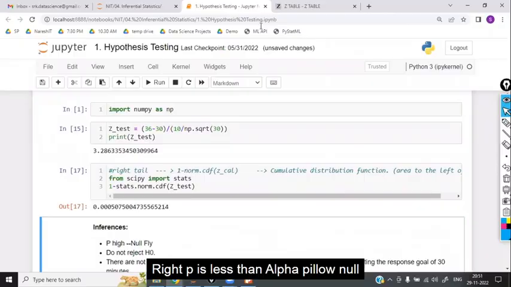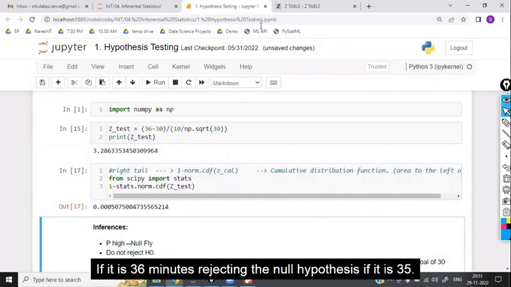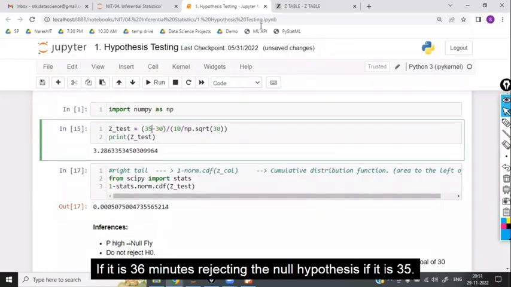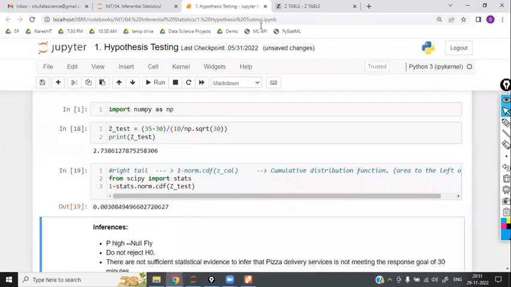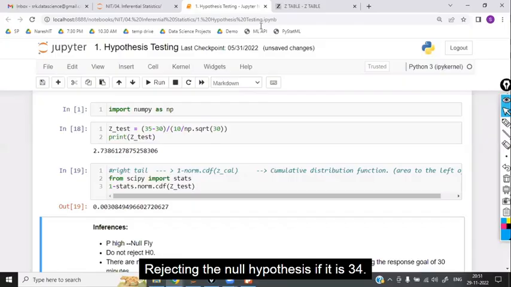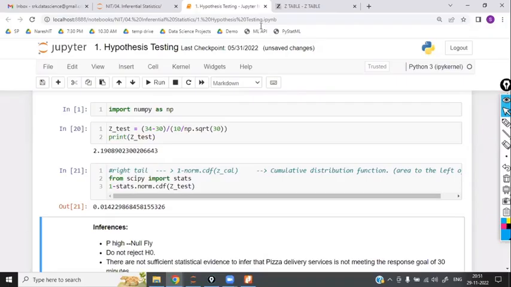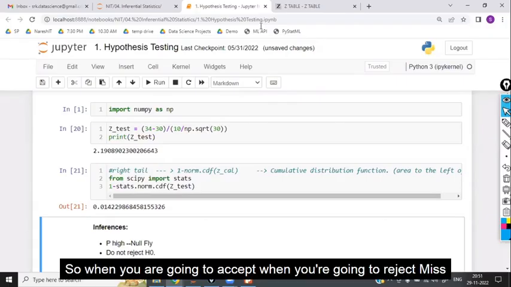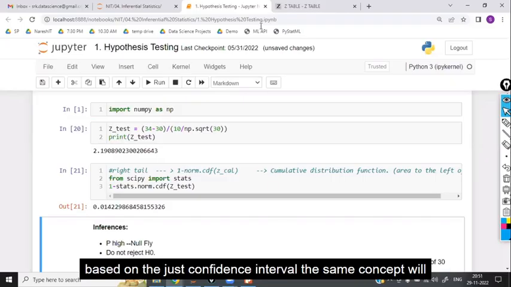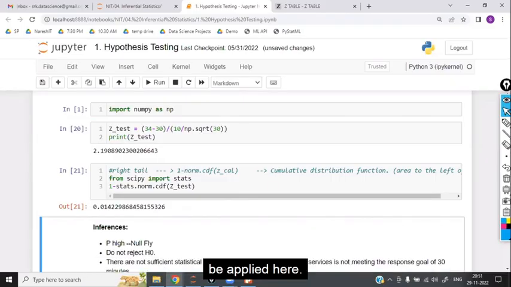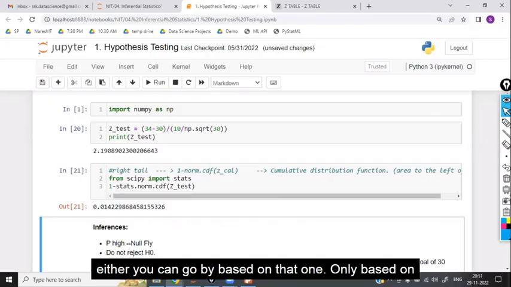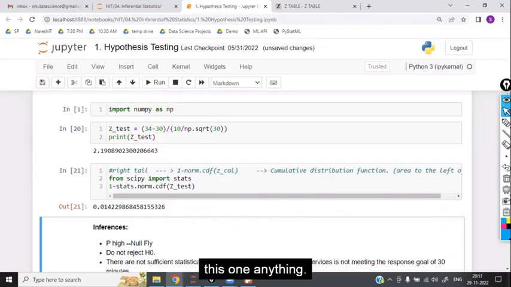Right? P is less than alpha, P low, null go. Reject the null hypothesis. If it is 36, we are rejecting the null hypothesis. If it is 35, rejecting the null hypothesis. If it is 34, you will not reject the null hypothesis. It will be accepted. So when you are going to accept and when you are going to reject is based on just the confidence interval. The same concept will be applied here. Both are interlinked. Either you can go based on that one only, or based on this one only. Is that clear, guys?